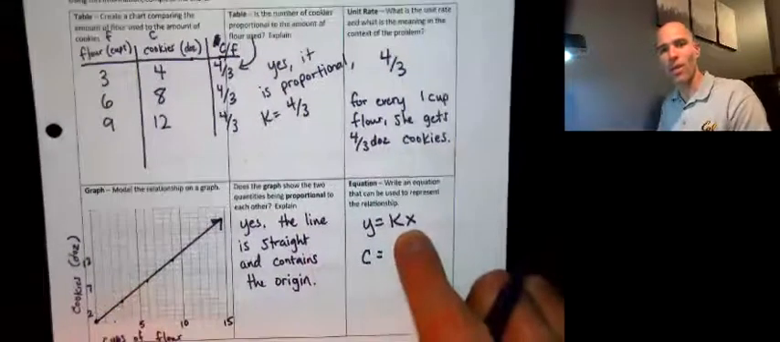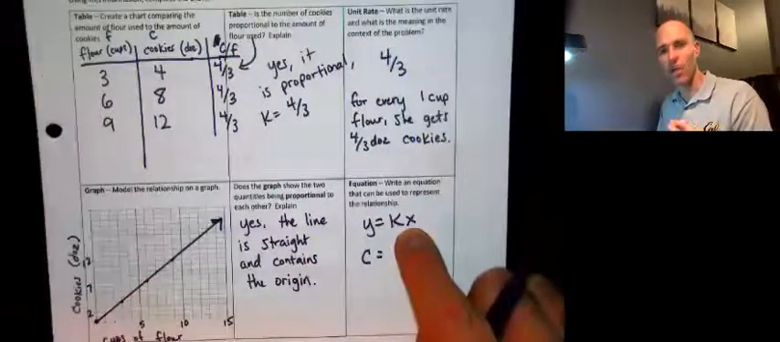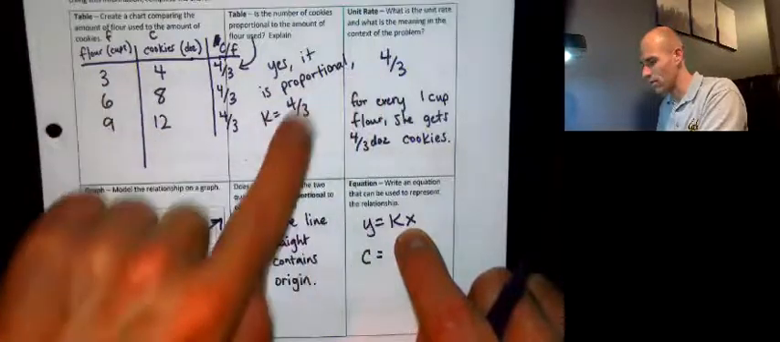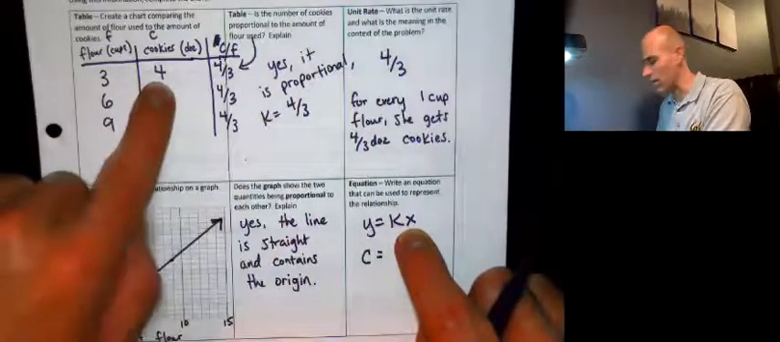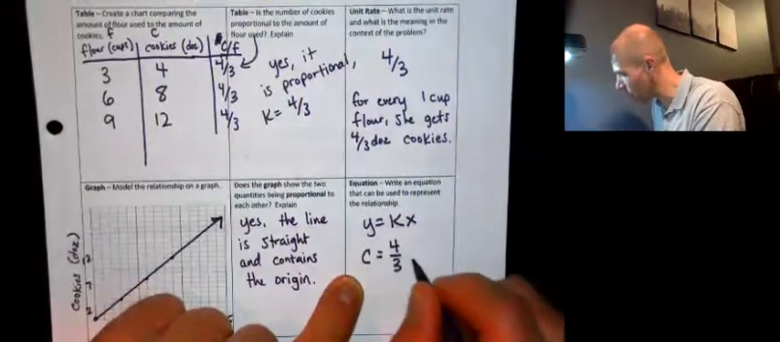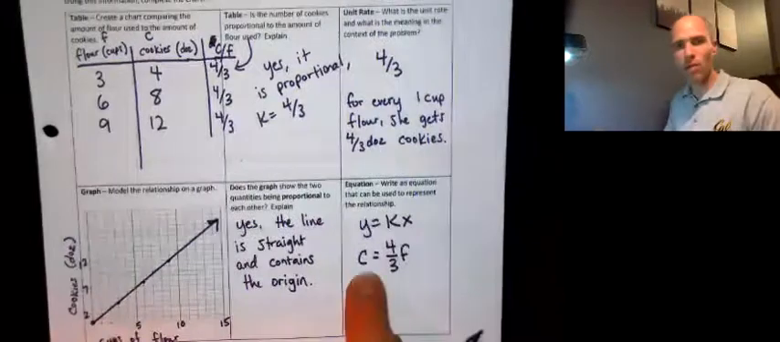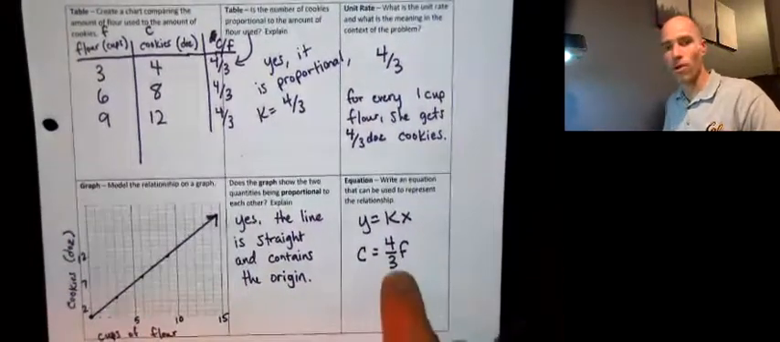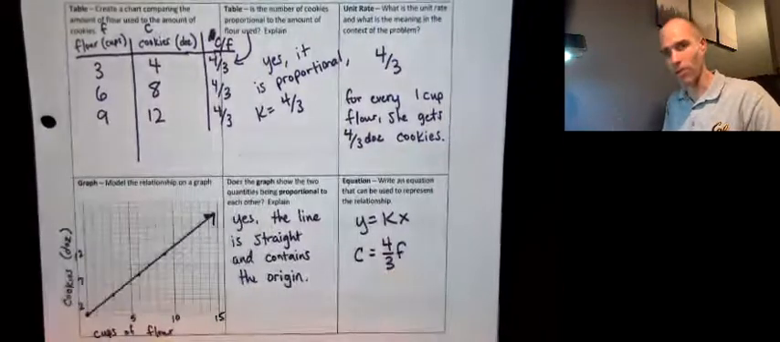And then for k, we never put the letter k in our equations. We always put our actual k, which was this 4/3 that we've written in all different places. So C equals 4/3 F. The number of cookies you can get in dozens equals 4/3 times however many cups of flour you use.